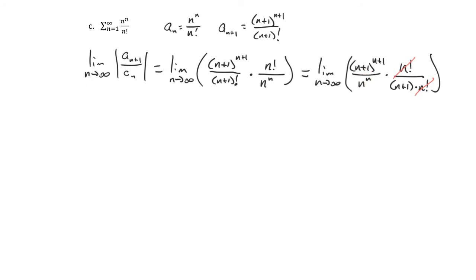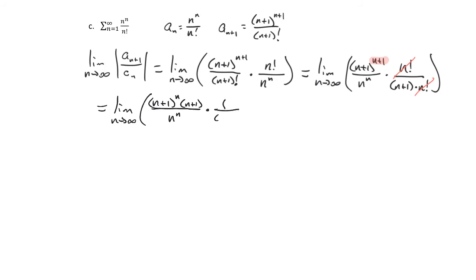Okay? So, well, if they were the same power, I could put them together as one fraction. So that's what I'm going to do. I'm going to take the n plus 1 that's up here, and I'm going to split it up as n plus 1 to the nth power times n plus 1. So what do we end up with? We've got n plus 1 to the nth power multiplied by n plus 1. Those two together will give us n plus 1 to the n plus 1. In the denominator, I have n to the nth.